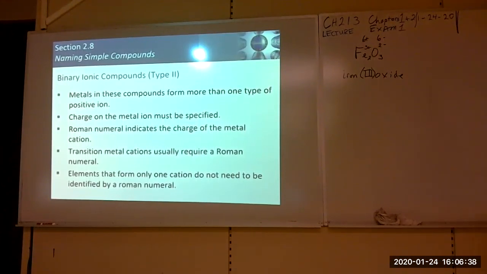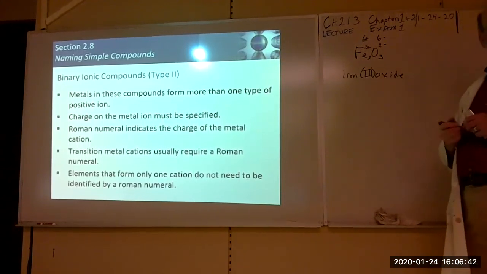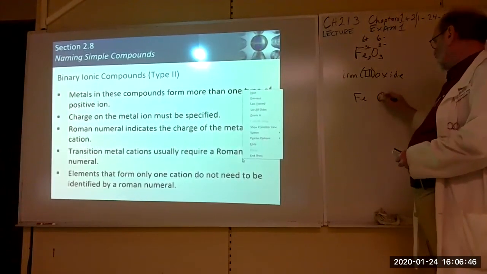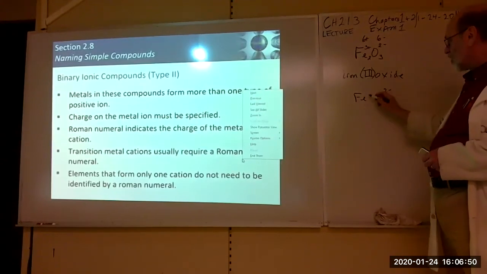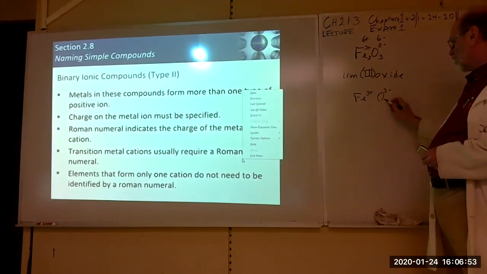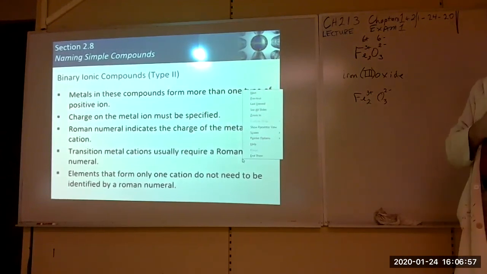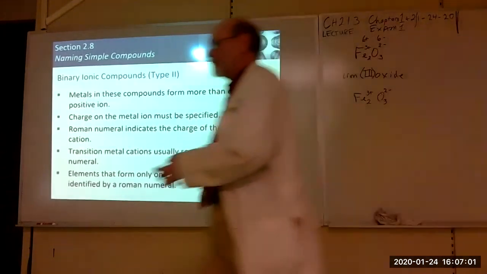Okay? And with that name, you can write that compound. You say, okay, iron is this, and oxygen's that. We know this one's 2-. That tells us the charge here. So cross over: Fe2O3. Okay? That's a type 2 compound.